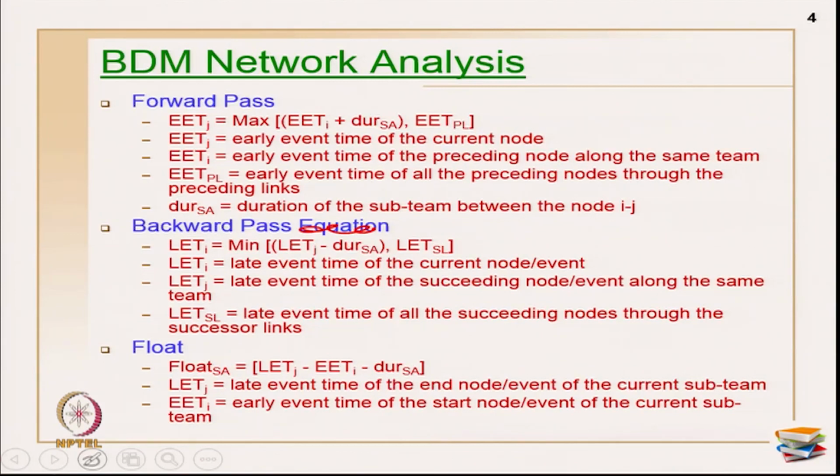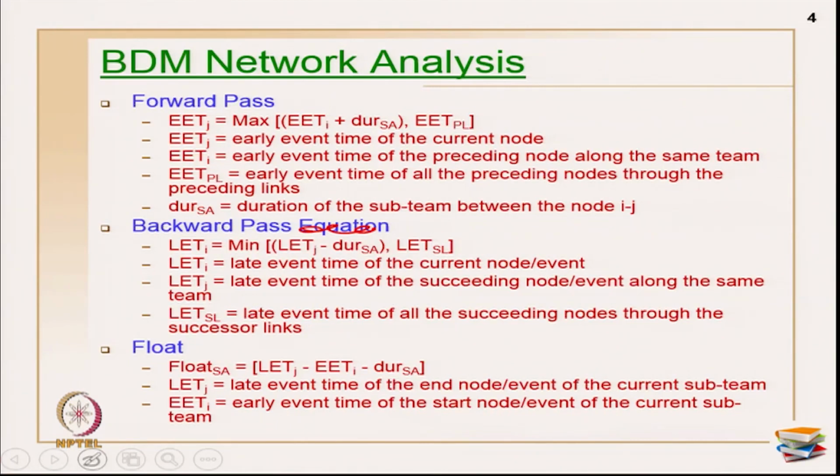The other value is primarily the early event time of all the preceding nodes through the preceding links. I may have too many predecessor or linkages coming in at that point. So, you have to see the early event time of all the preceding links. With the maximum of all these values, you will take that value as my EETJ.